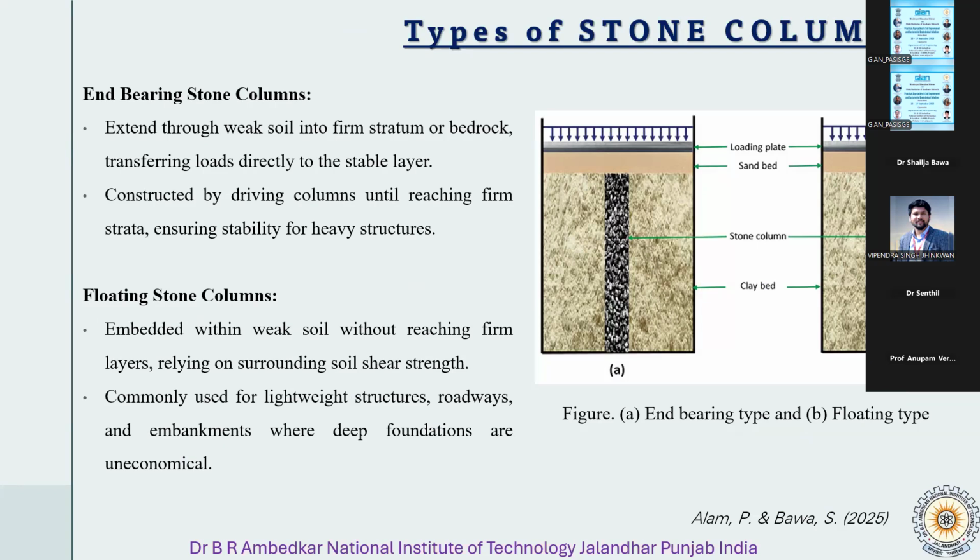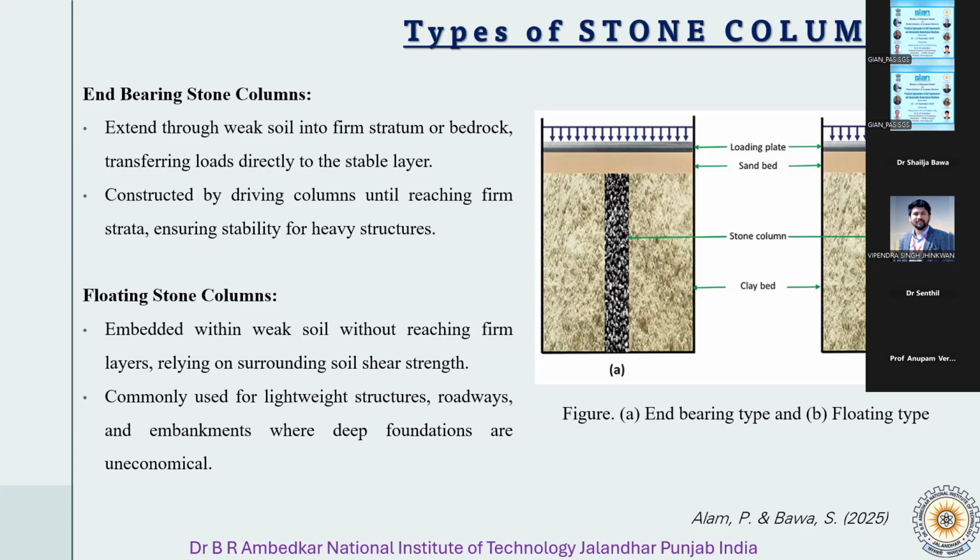End-bearing stone columns extend through weak soil into the firm stratum or bedrock and transfer the loads directly to the stable layer. Generally, these are constructed by driving columns until reaching firm strata, ensuring stability for heavy structures. But floating stone columns are generally embedded within the weak soil without reaching the firm layers, relying on surrounding soil shear strength. And again, commonly used for lightweight structures, roadways, and embankments where deep foundations are uneconomical.